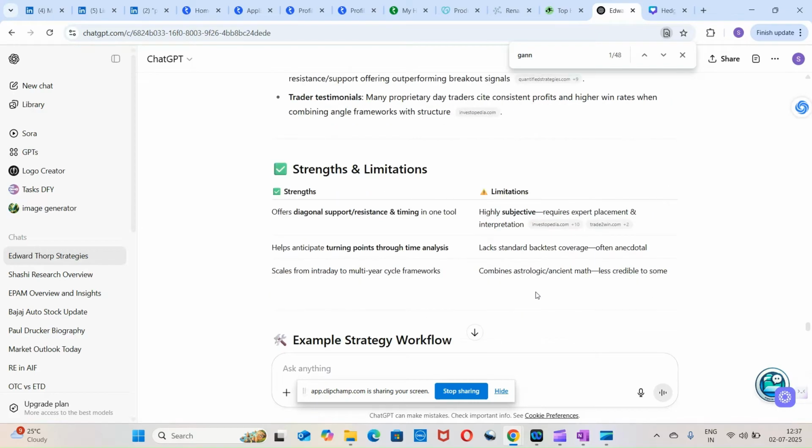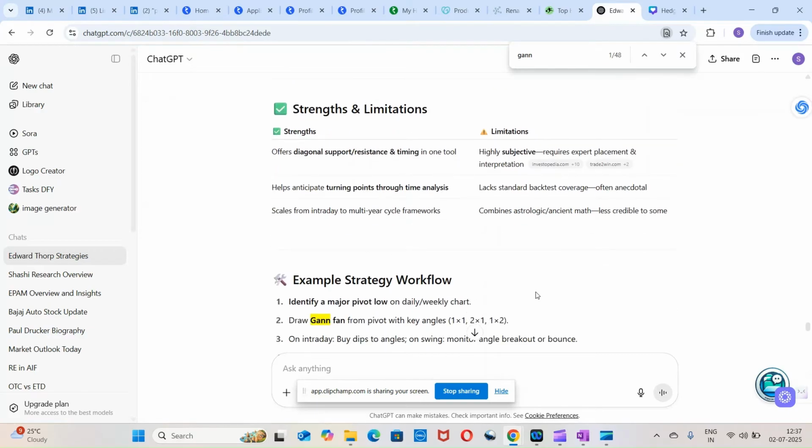The strengths: it offers diagonal support, resistance, and timing in one tool. It helps you anticipate turning points through time analysis, and it scales from intraday to multi-year cycle frameworks. But again, this is highly subjective and requires expert placement and interpretation. It lacks standard backtest coverage. Data is often anecdotal and combines astrology and ancient math, which is less credible. Astrology is less credible to a certain extent.